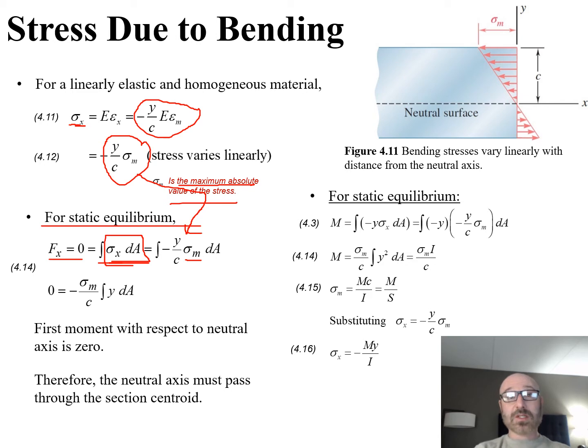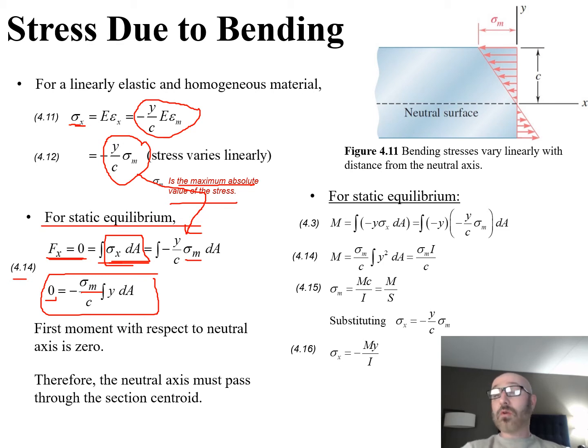So therefore, F x equals 0, is equal to our negative. We can rearrange this a little bit, pulling our constants out front, sigma m over c times the integral of y dA. And this goes back to equation 4.14 in our textbook.